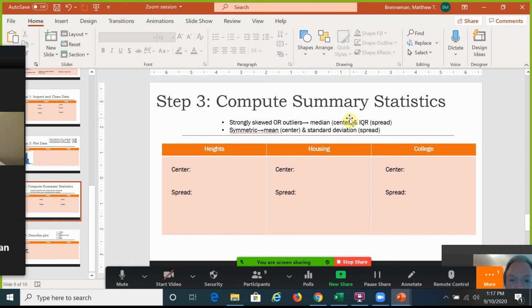He had an outlier, but he was using the mean. He was using the wrong measure for the center. So we use the median when we have strong skew or outliers for the center, and for the spread, we use the interquartile range. That's the length of the box in the box plot. With symmetric data, we use the mean for the center and the standard deviation for the spread. So here I have a symmetric data set, so I'm going to use the mean and standard deviation.